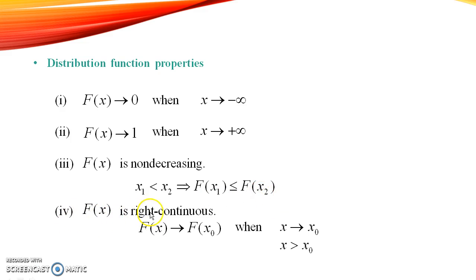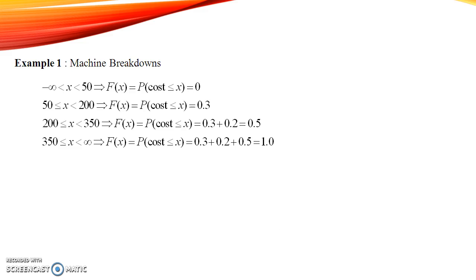Then F of x is right continuous, meaning what? F of x tends to F of x0 when x tends to x0 from above, that is, x is greater than x0. This is the property of a cumulative distribution function of a discrete random variable.